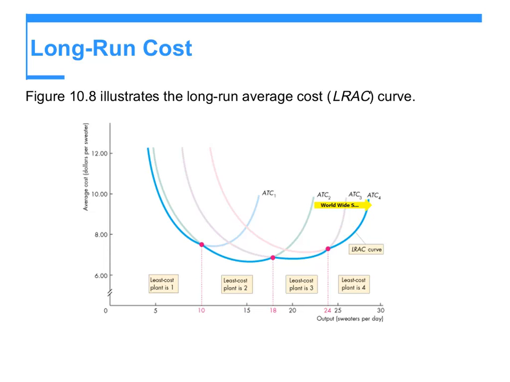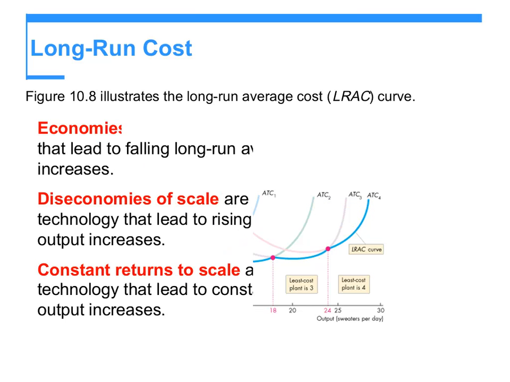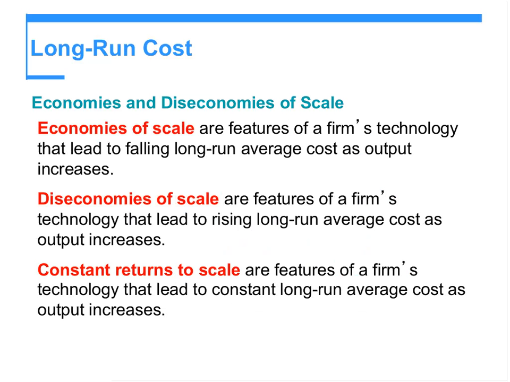That is how the long run average cost, LRAC curve is. That is the best way to show how the long run average cost can be. Economies of scale are features of a firm's technology that lead to falling long run average cost as output increases. We usually have this: if we produce more, average cost will decrease, so we may have more profit because of this economy of scale.